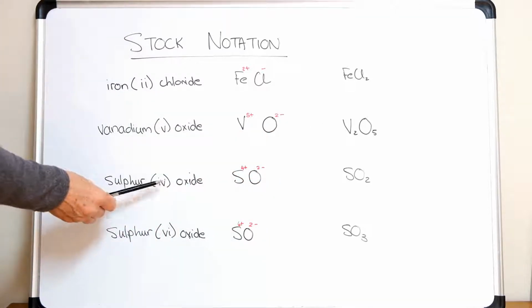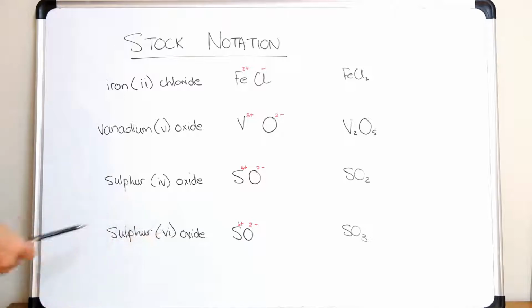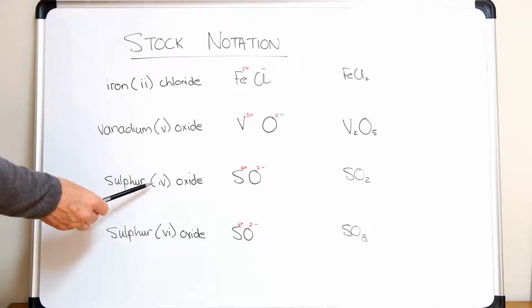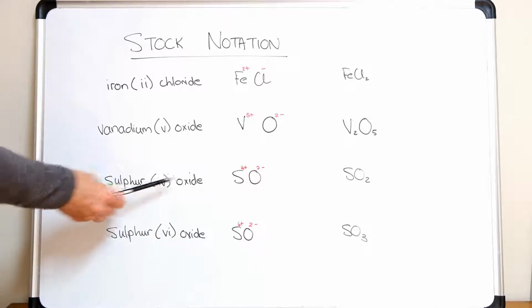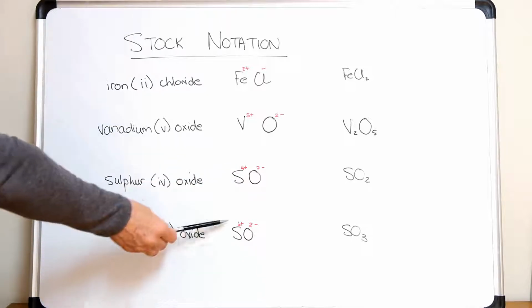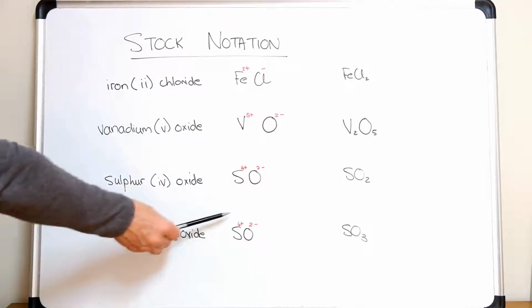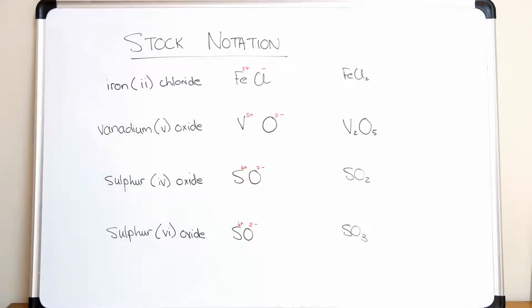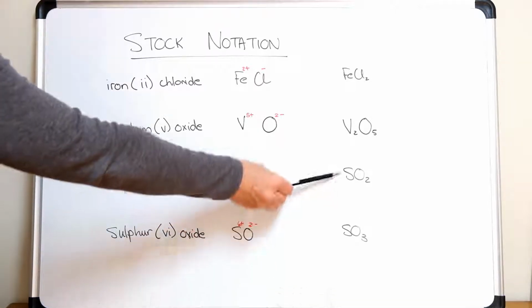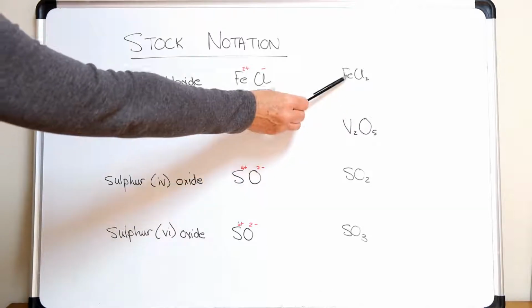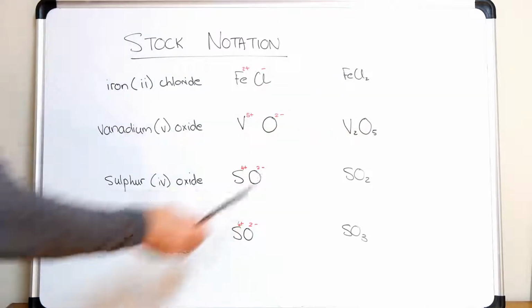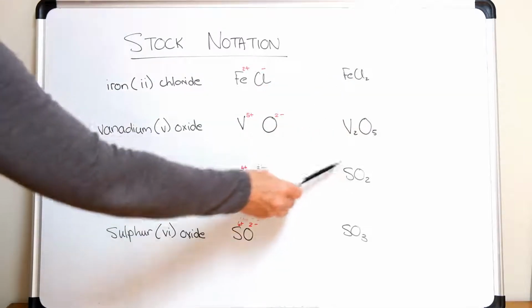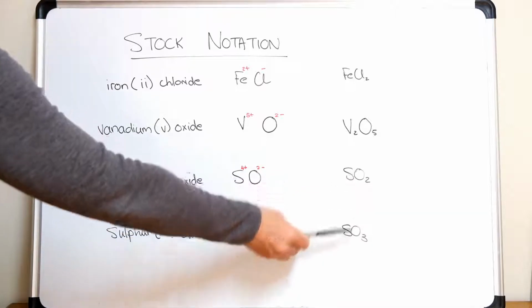Sulfur(IV) oxide and sulfur(VI) oxide are very different. Sulfur in this compound has an oxidation number of positive 4. In this compound, it has an oxidation number of positive 6. In both cases, oxygen is negative 2. These are molecules, those are ions. Metal, non-metal makes them ions. These are non-metals, non-metals, so these are molecules.